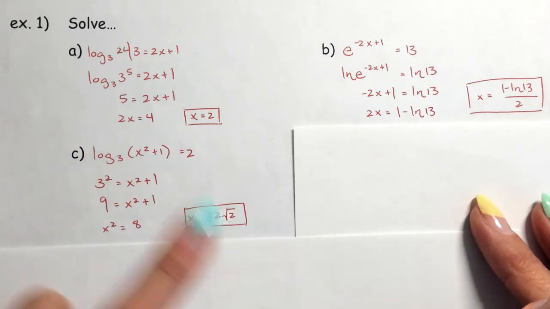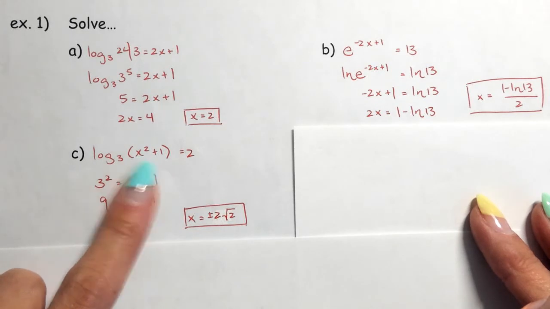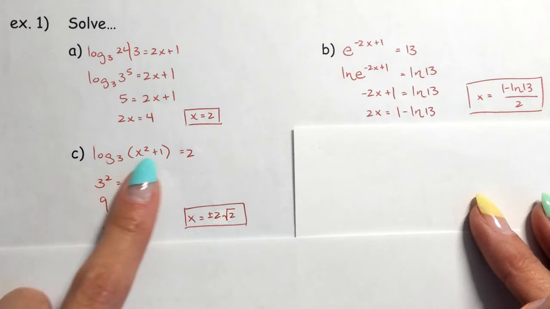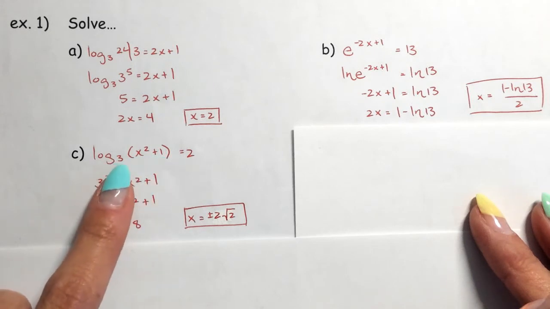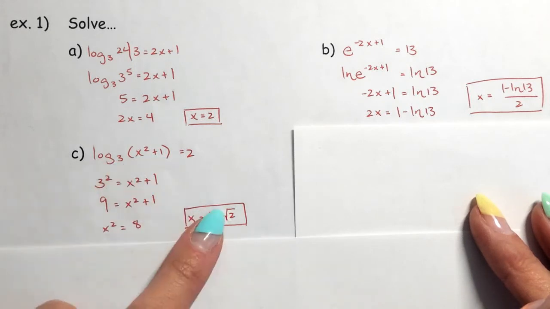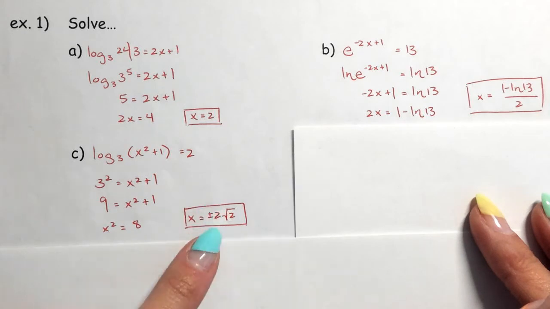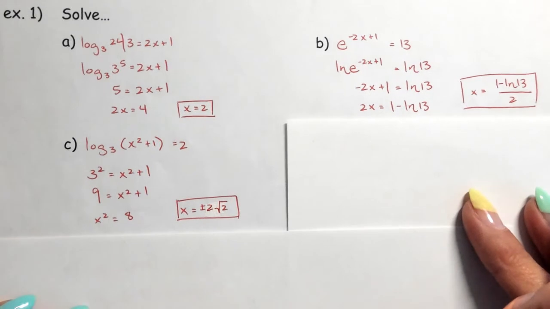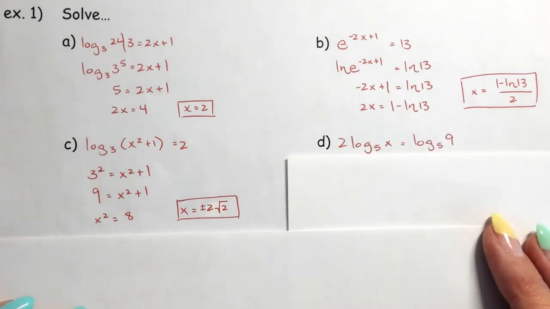Because if you plug in a negative, you square it, plus 1, it's still a positive. So you can't have a negative or 0 here. But your answer for x could be negative if you plug it in and end up getting a positive, all right? So just be careful of that.